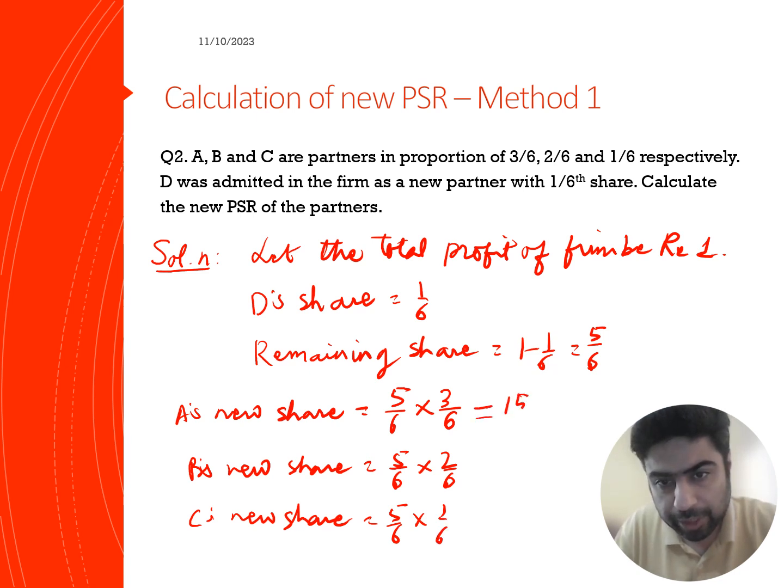This will be 15/36. This will be 10/36. This will be 5/36, right? And we know that D's share is 1/6.